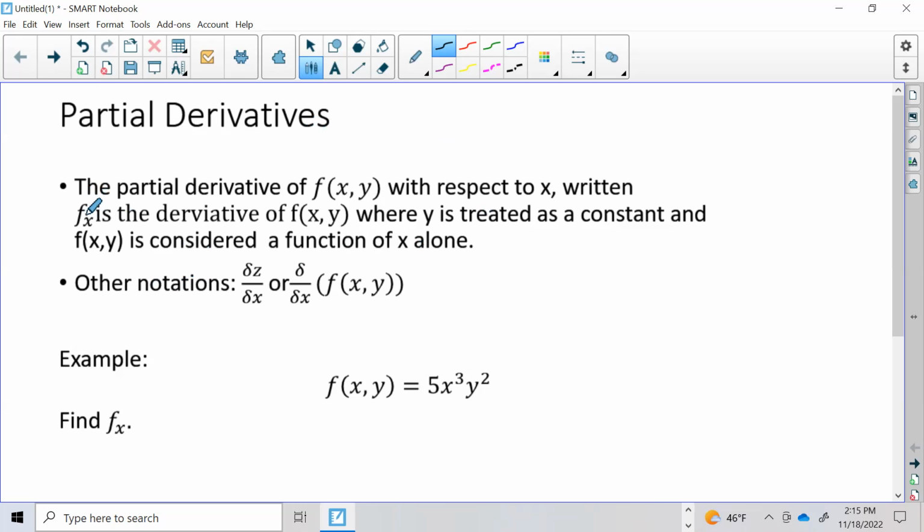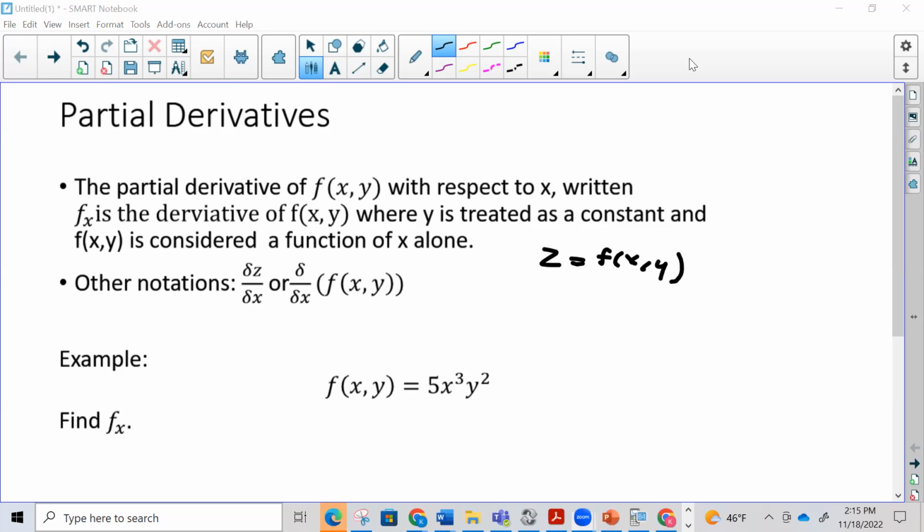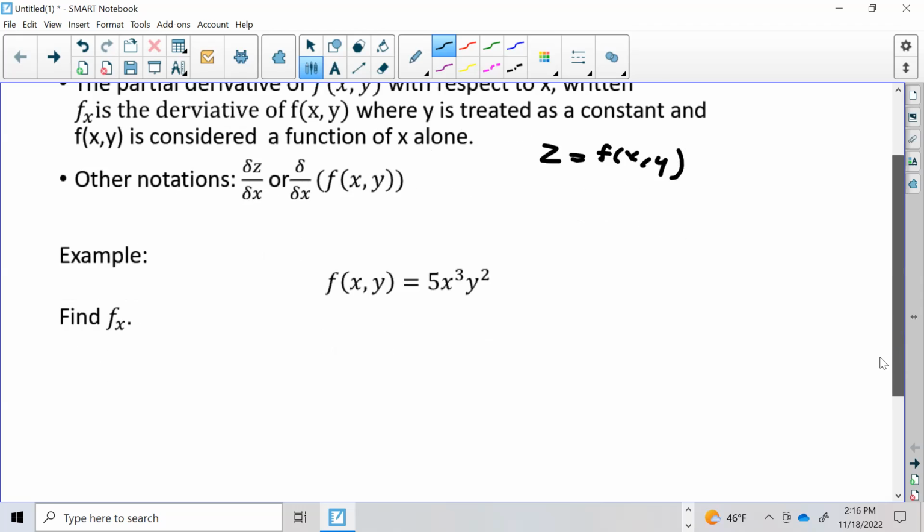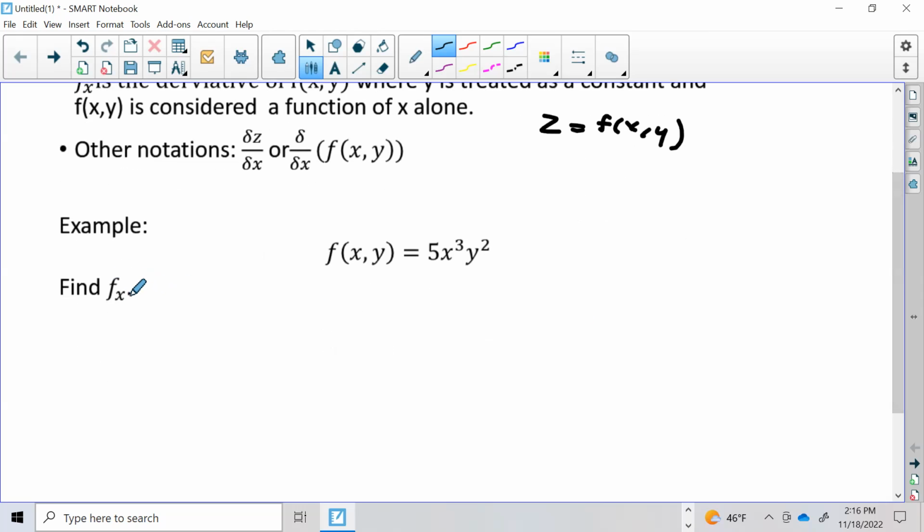So if we're taking it with respect to x, they write it as f_x, or there's a few other notations. They write it like delta z over delta x, if they define my function as z equals f of x, y, or they could write it in the other notation where it's like delta over delta x of f of x, y. So the most common notation we will use in this class is f_x. This one shows up occasionally on the online homework. So it says find f_x. So the partial derivative with respect to x is what we're saying.